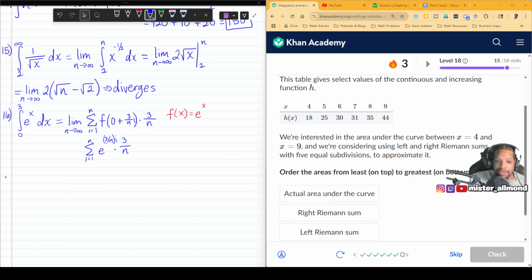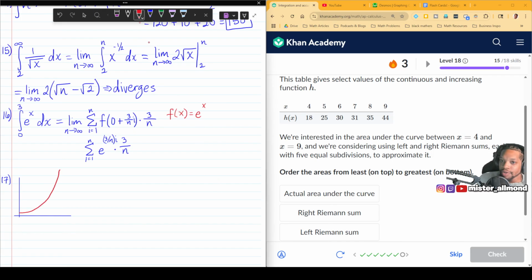The dead giveaway on this problem is the fact that my function is increasing. So just for a quick sketch, if I draw any continuous increasing function, such as this right here, you can see the difference between left, right, and actual area. If I take a few segments of a left Riemann sum, that left Riemann sum is less than the actual area because there are little moments of underestimation right here.